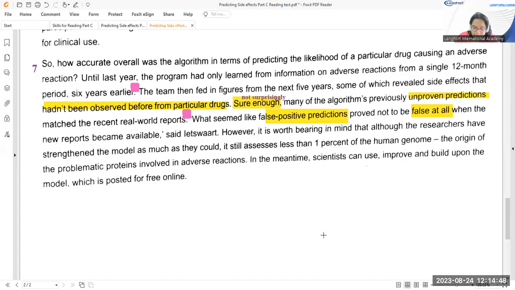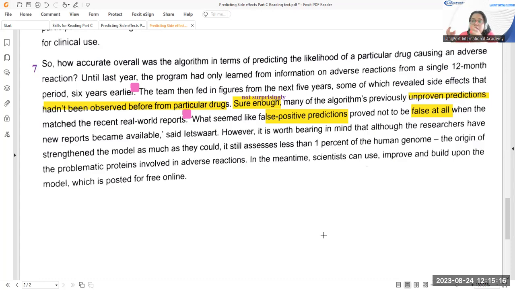And the writer is like, you know what? The algorithm only knew what happened until last year. It only knew what happened 6 years ago. And we recently gave it new information and it started making predictions. Based on that, we got predictions of side effects that we never thought of before. Not surprisingly, whatever was unproven started to be proven true and matching the real world reports. And what seemed to be false positive became true.